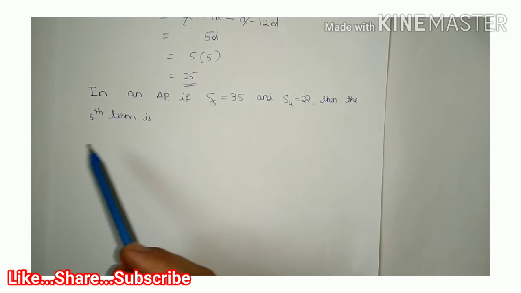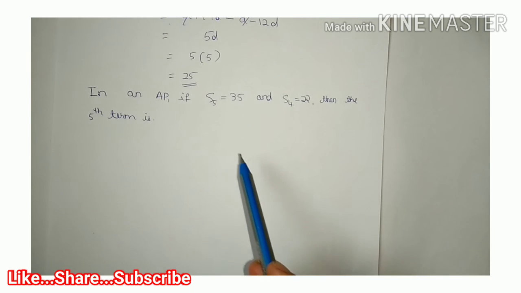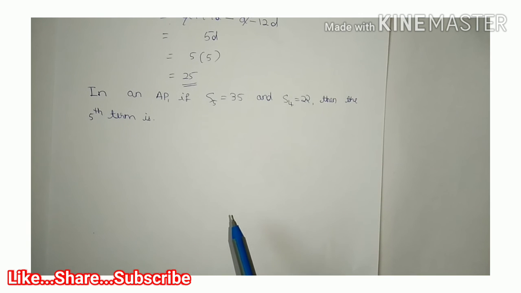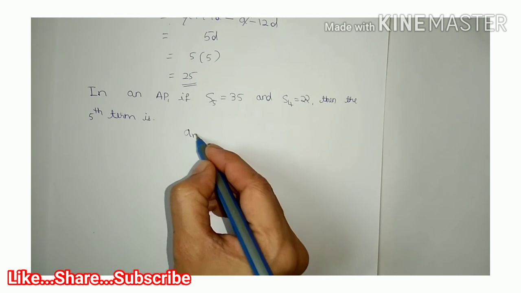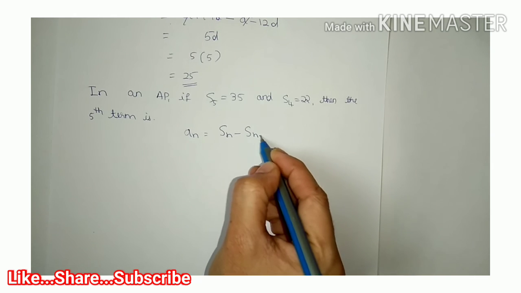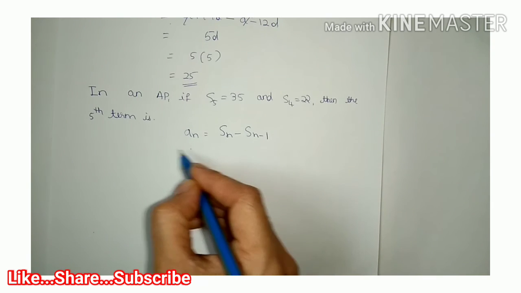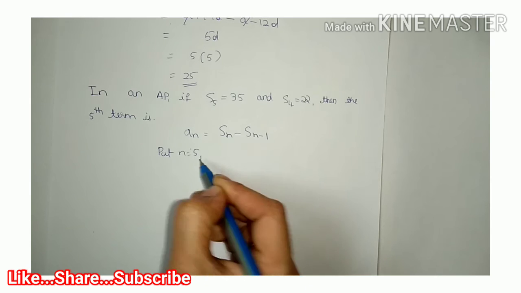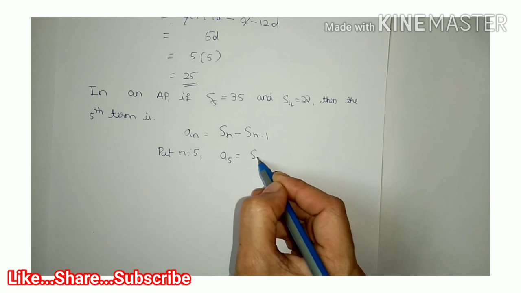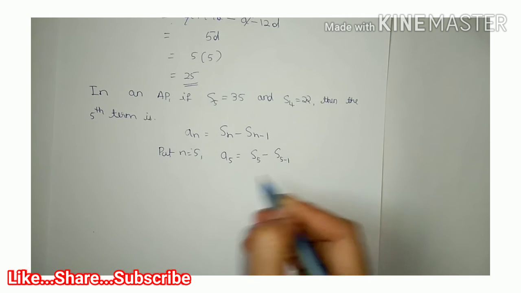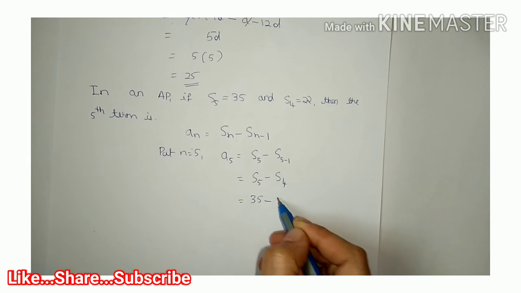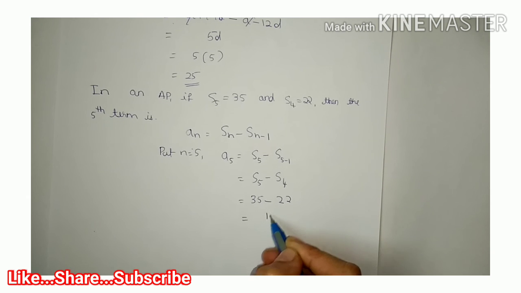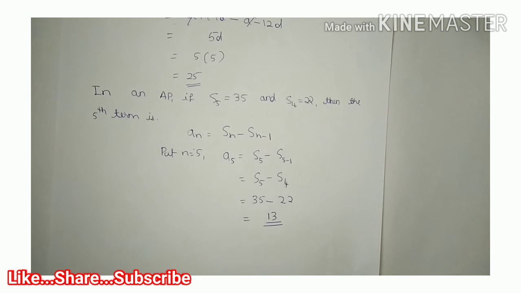One more question. In an AP, if S5 is equal to 35 and S4 is equal to 22, then the fifth term is. Here using the relation an is equal to Sn minus S(n minus 1). Here for the fifth term, put n equal to 5. a5 is equal to S5 minus S(5 minus 1), that is S5 minus S4. Given S5 is 35, S4 is 22. 35 minus 22 is 13. Therefore, the fifth term is 13.